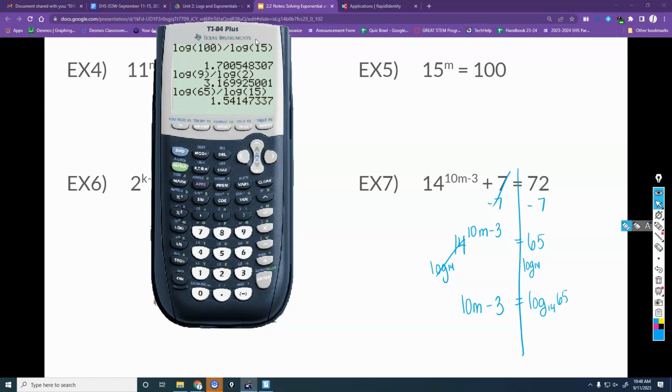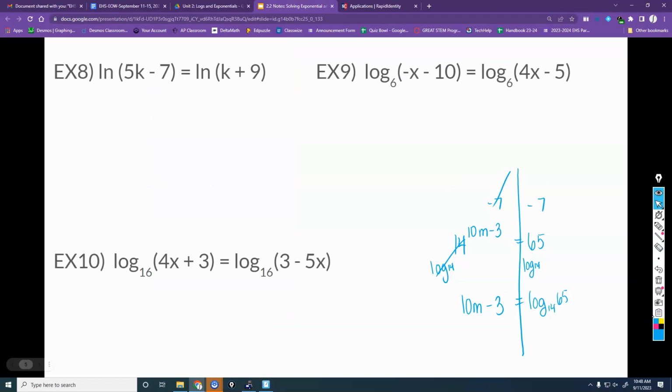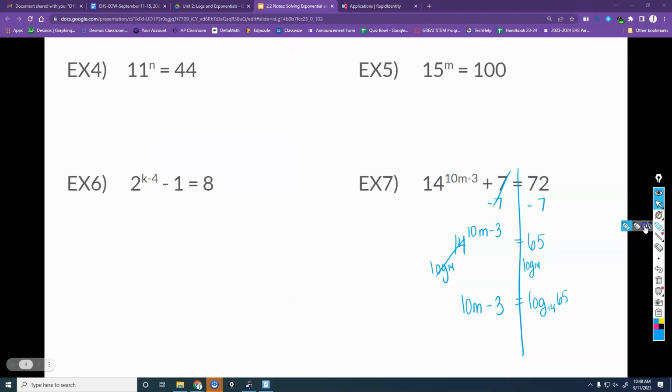Sorry about that. Okay. All right. So we got 10m minus 3 equals, what was that decimal?